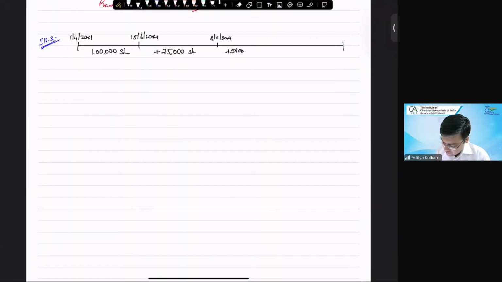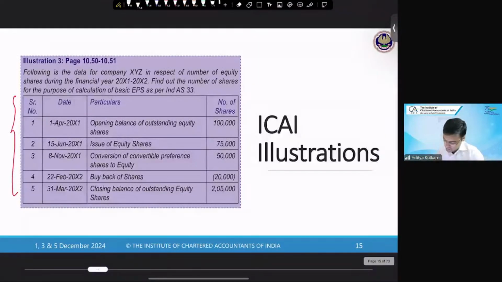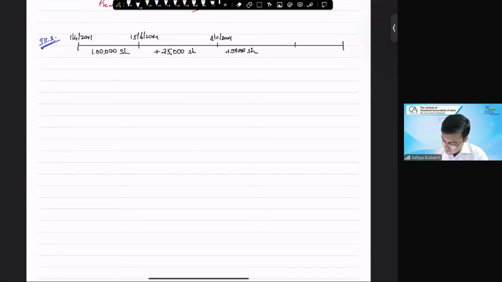Another 50,000 shares. 22nd Feb, buying back 20,000 shares. Minus 20,000 shares. Okay, so this is the overall picture. 31st March 20x2. So now let us do it in two different methods. We will see what different methods mean. End result is going to be the same.